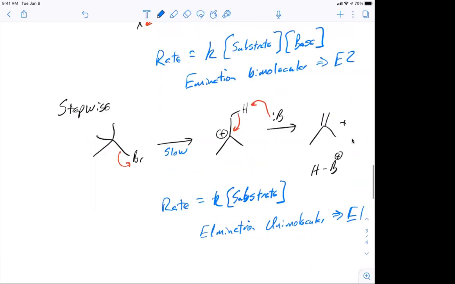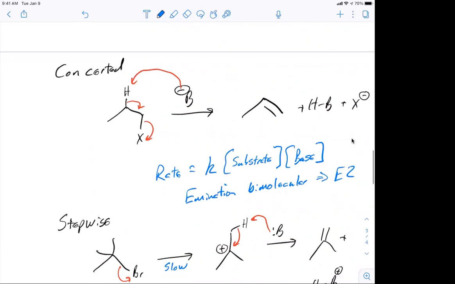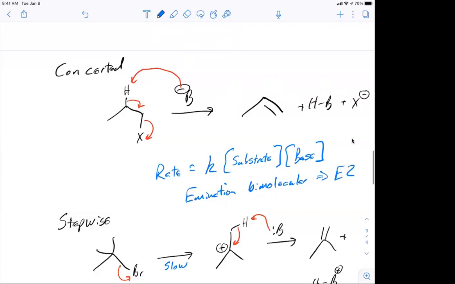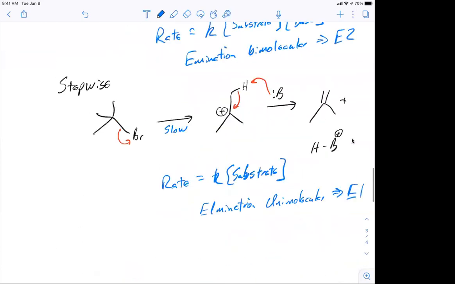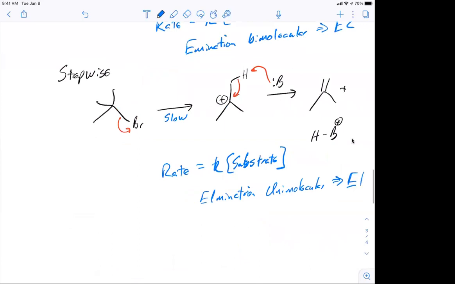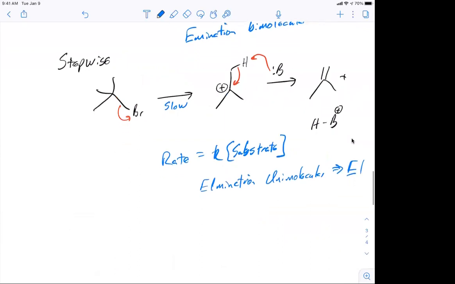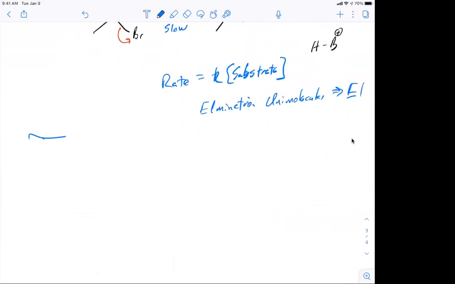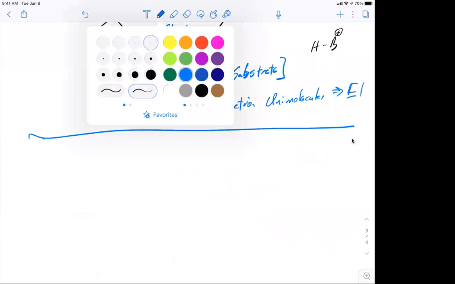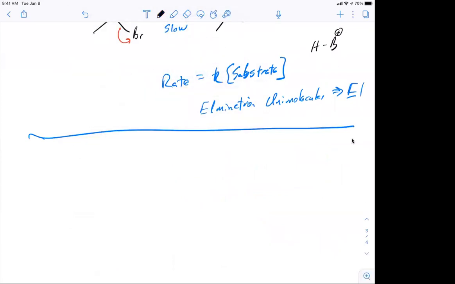Okay. So we've got concerted, just like we had with substitution. That was SN2. This is E2. And we have stepwise, which is similar. SN1 and E1 are both stepwise mechanisms. Okay, questions? So we're going to be comparing SN2 and E2 together quite a bit.